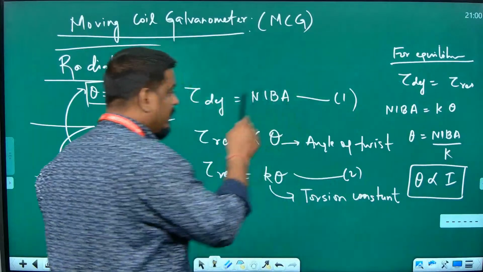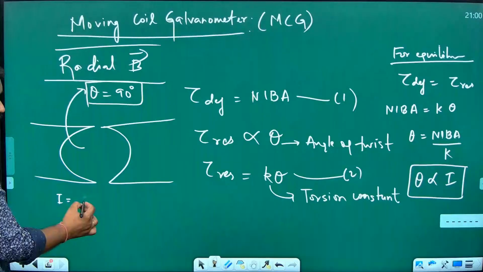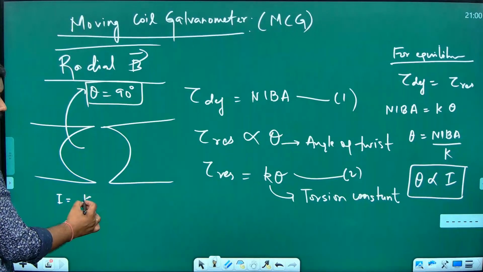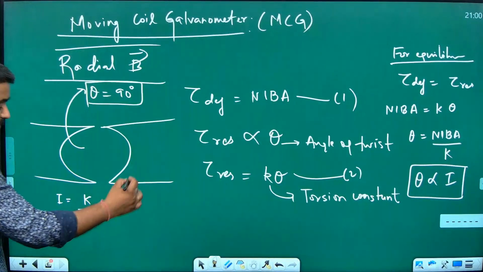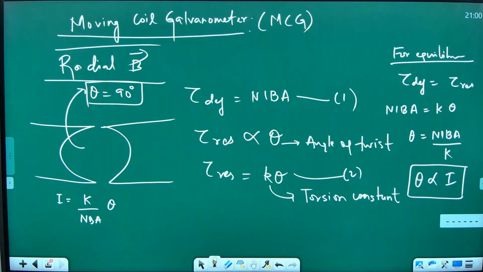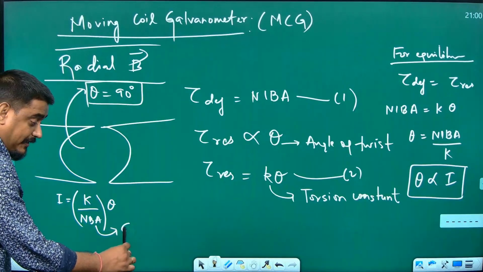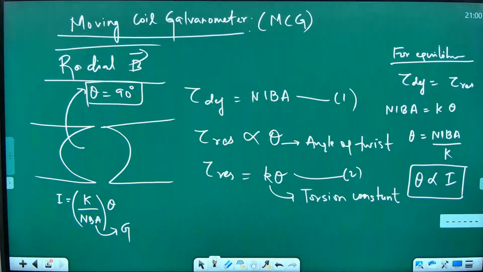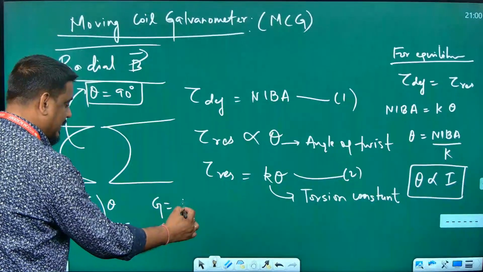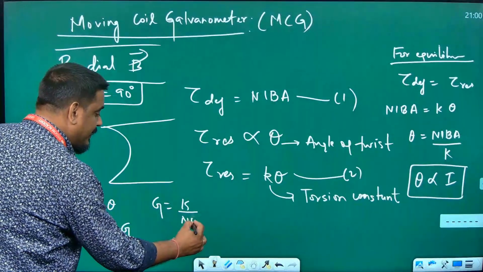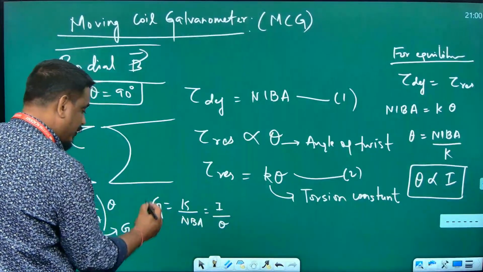So from here, if I want to write what is I, what will be I? I will become equal to k by NBA, into theta, isn't it? Right? This k by NBA is called as what, you know? Capital G. It is called as galvanometer constant. So if they ask you what is galvanometer constant, it is k by NBA. And what is that? I by theta. Whatever you want to, you can write.